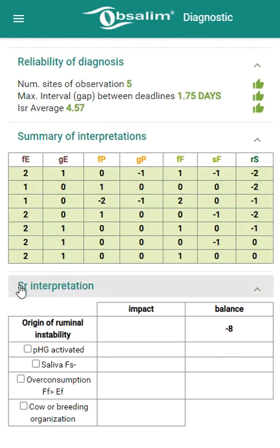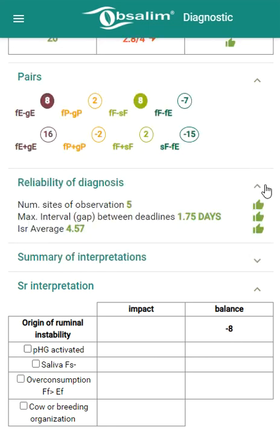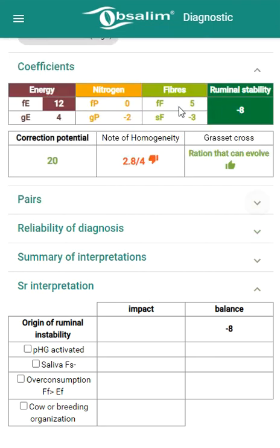So the ruminal stability interpretation is shown in this table. Here we have the ruminal score to be explained by minus 8 points. The PHG area is not activated and therefore cannot help to explain the ruminal stability score. The structure fibers are negative. So we have an impact of 3.